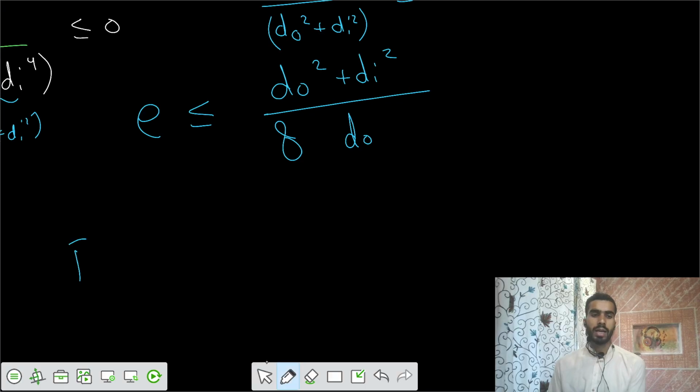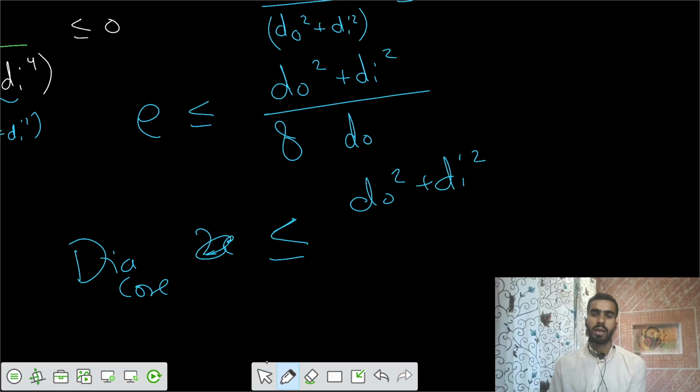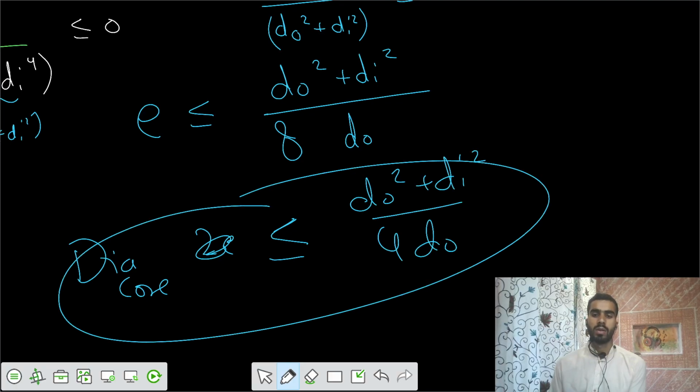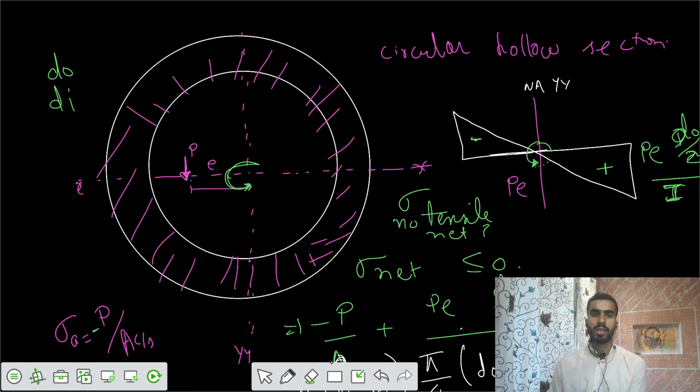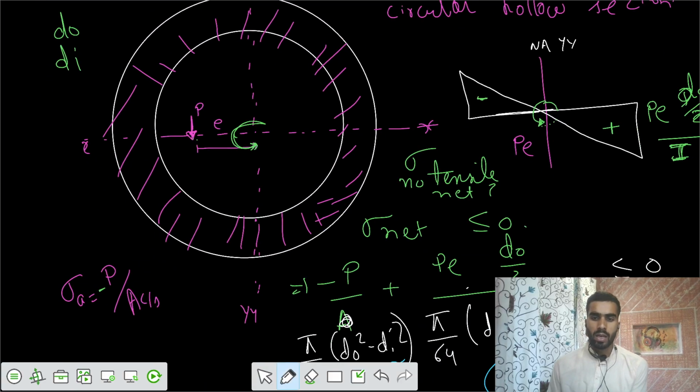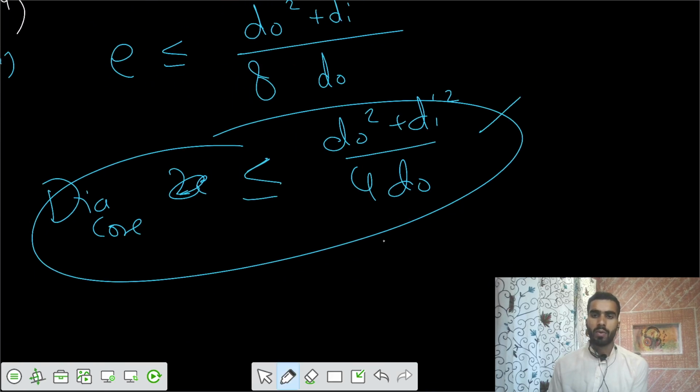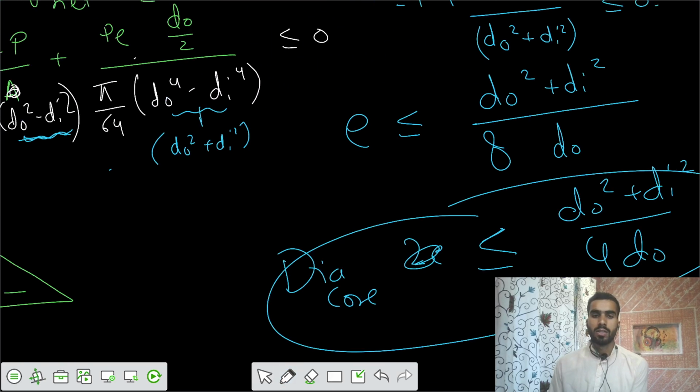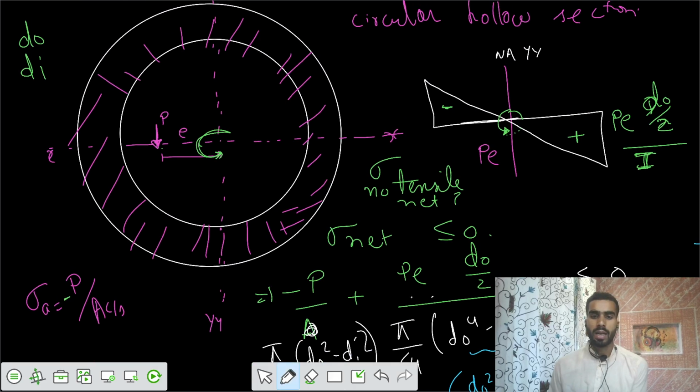Now, if I talk about diameter of that core, that is 2e. So that should be less than or equal to d outer square plus d inner square by 4 d outer. So if you have that section, then it depends on the value of d outer and d inner. Accordingly, you can get the equation. So let's have that general view of that. I would say there is some eccentricity of E here, and there's some eccentricity of E also from this side, so that is your diameter, and from this side also, and if I join that, I would get some circle.